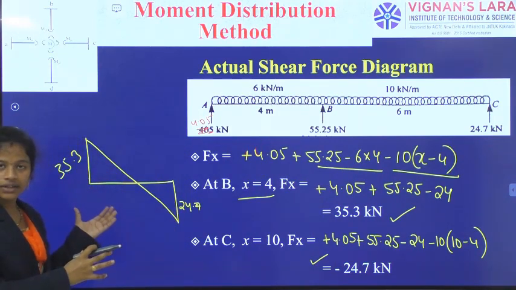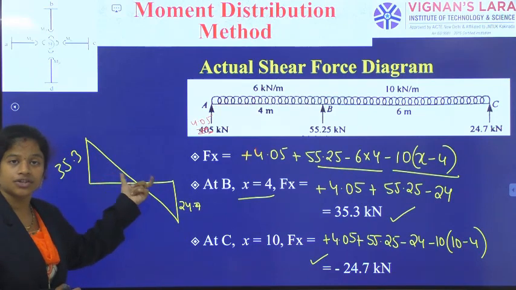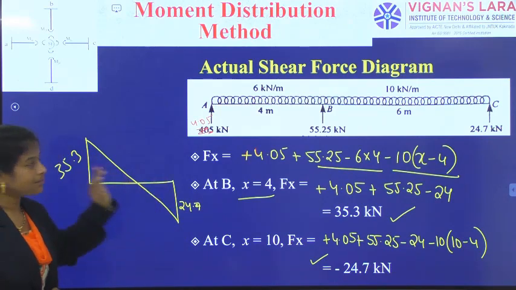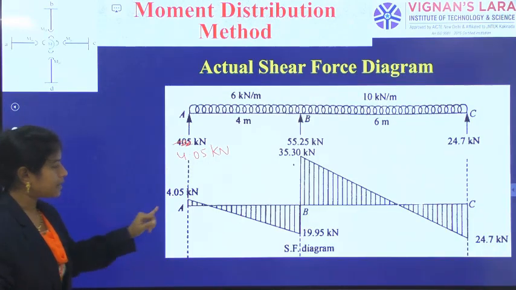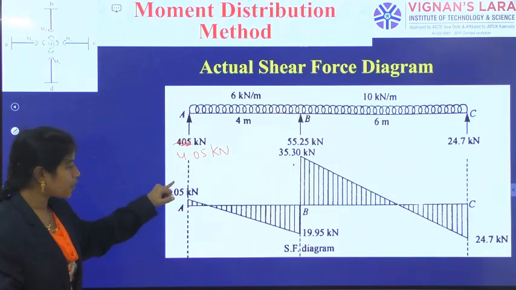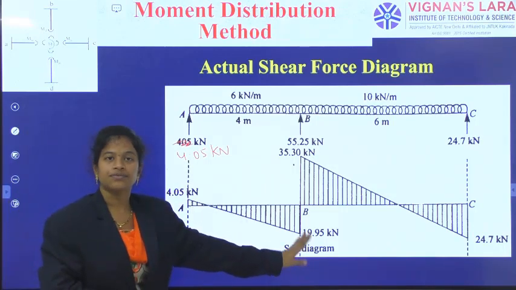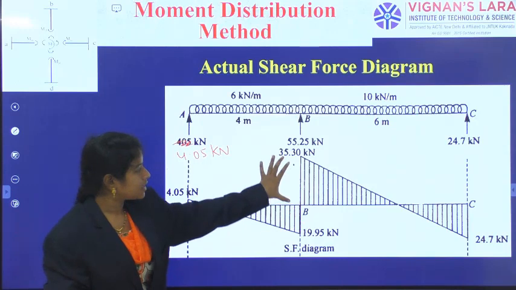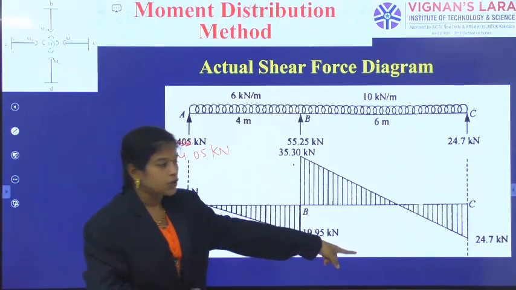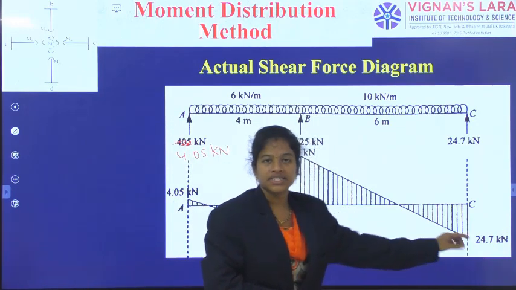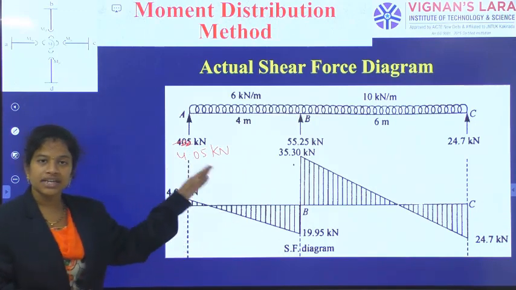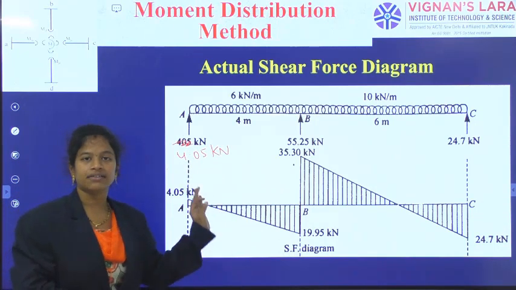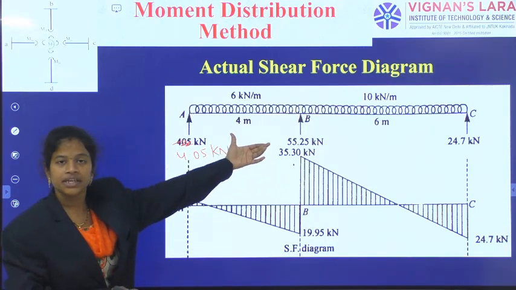In this way I have given the individual spans' shear force diagrams merged at a time. You can observe the picture. It may appear like this, with 4.05 to minus 19.95, and then from the baseline up to 35.3 to the negative value of 24.7, indicating positives above the baseline, negatives below the baseline. We have completed our actual shear force diagram for the given structure.